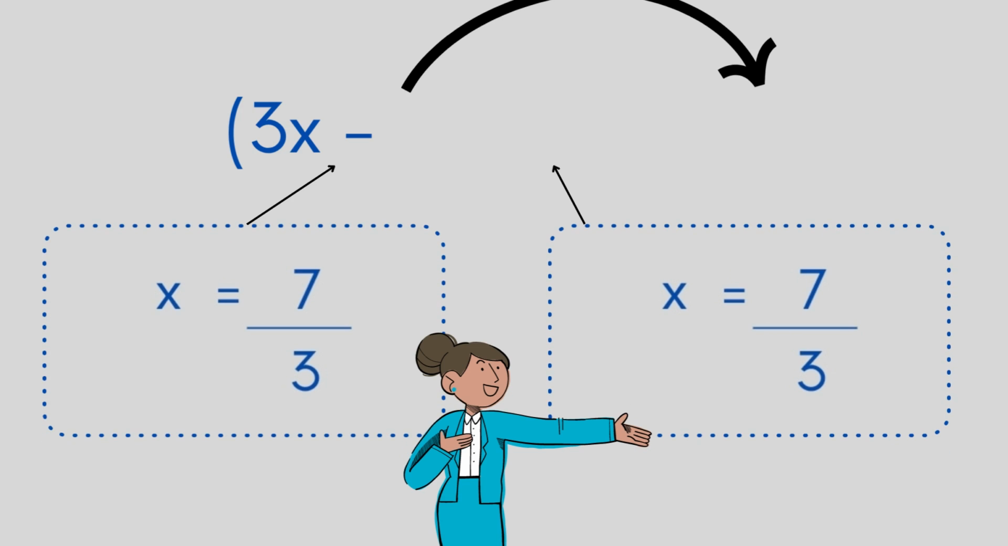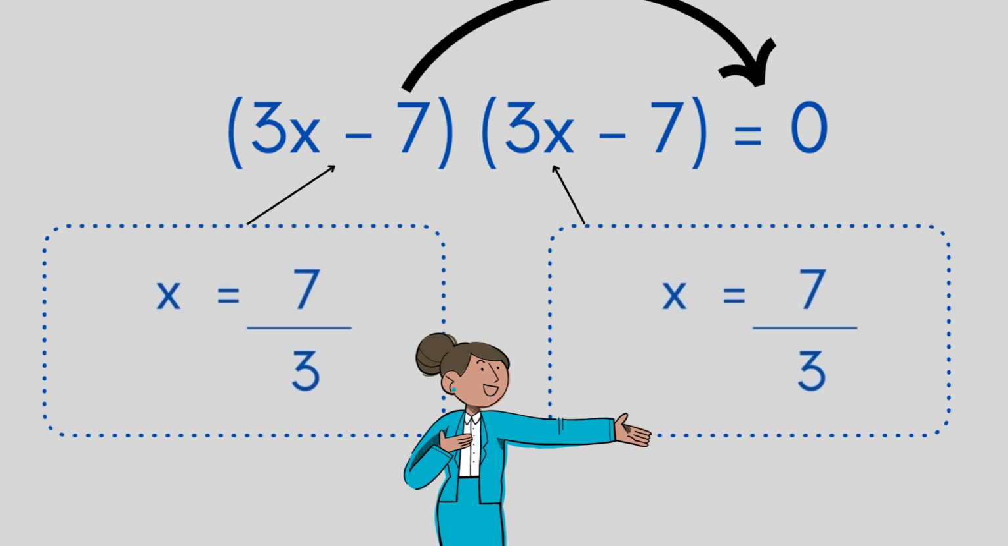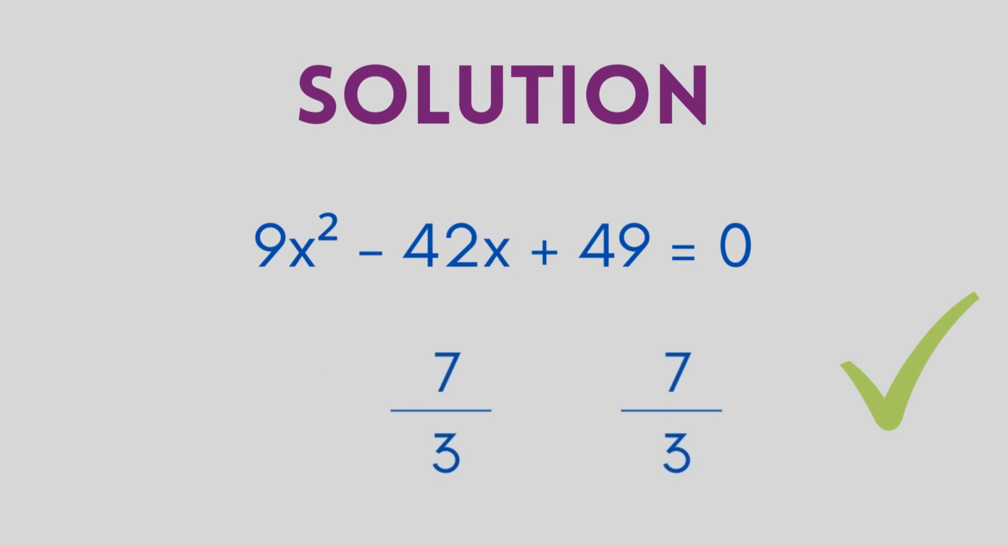Similarly, when the other 3x minus 7 is transposed to the right hand side of this equation, we will obtain again x is equal to 7 by 3. So we get two roots or solutions for this quadratic equation, that are x is equal to 7 by 3 and again x is equal to 7 by 3. So the two roots are the same.